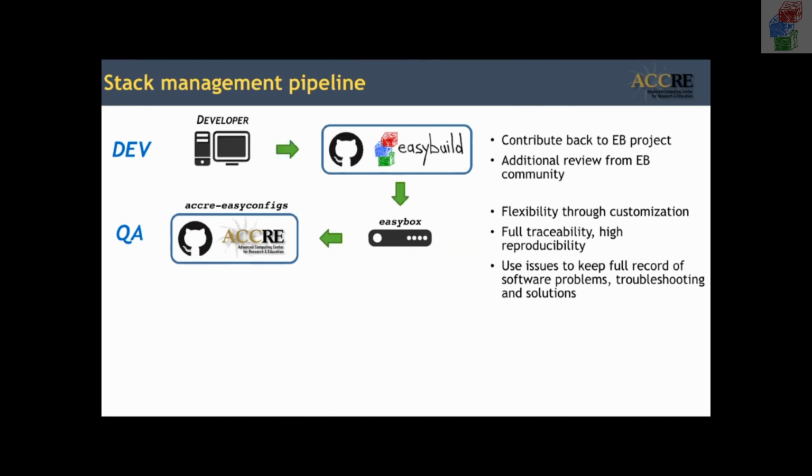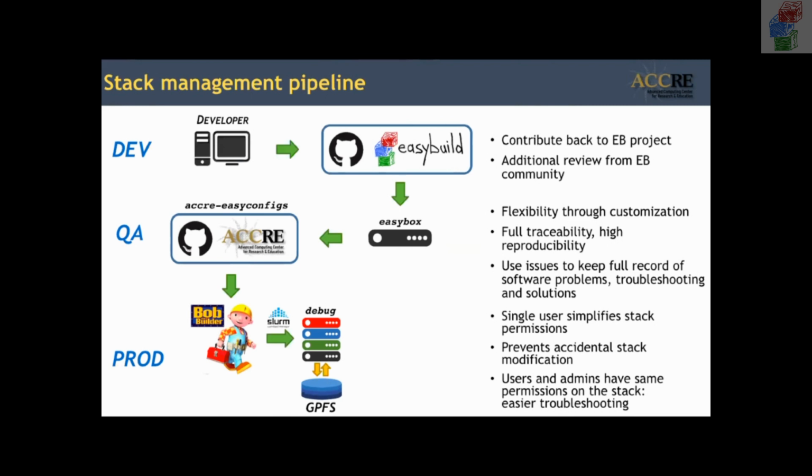Now the EasyConfig files that are merged into our internal repository are ready to be brought into prod. The way in which we do that is we have a single user for all the admins. There is a dedicated user to build software on the stack via EasyBuild, and he's the only one that is allowed to use EasyBuild on the cluster. The advantage of this is that it simplifies the file permissions on the stack. Independently of which admin is actually building the software, there is no problem because it's always the same user, so he's the owner.